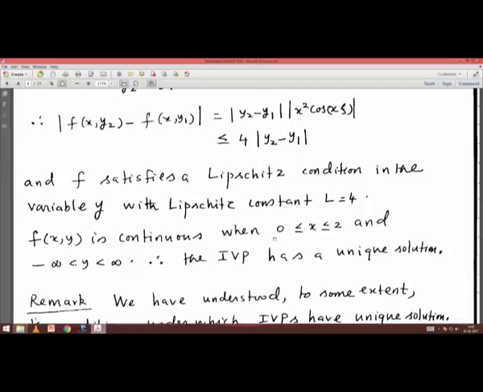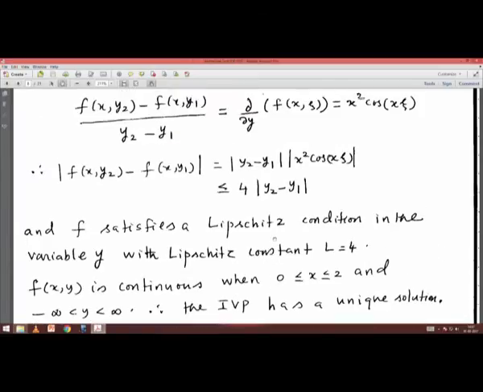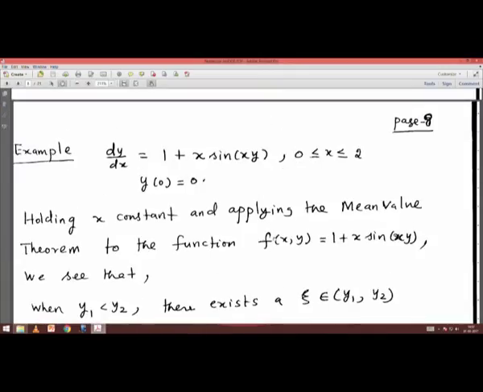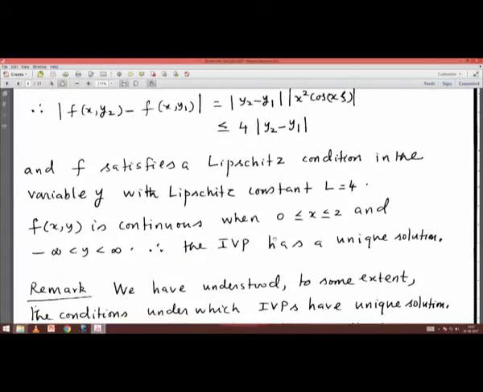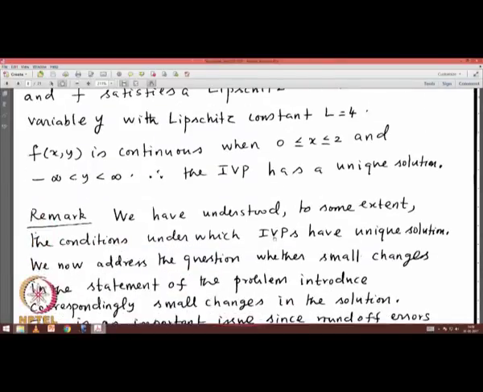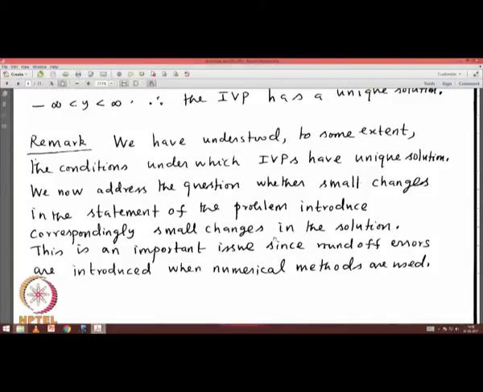What does that mean? If f is continuous on that strip, then the initial value problem has a unique solution. So, let us see what is f. f is 1 plus x sin(xy). So, it is a continuous function on the interval 0 less than or equal to x less than or equal to 2 and minus infinity less than y less than infinity, and therefore, the initial value problem has a unique solution. So, in our discussion so far, we have been able to understand to some extent the conditions under which an initial value problem will have a unique solution.